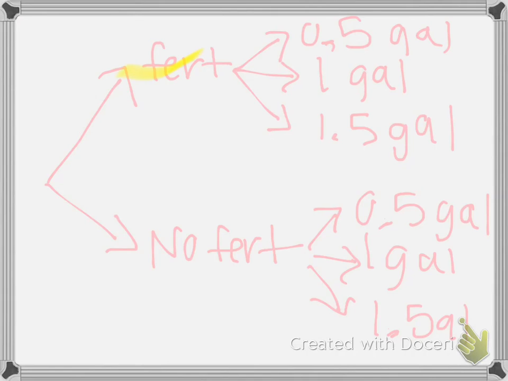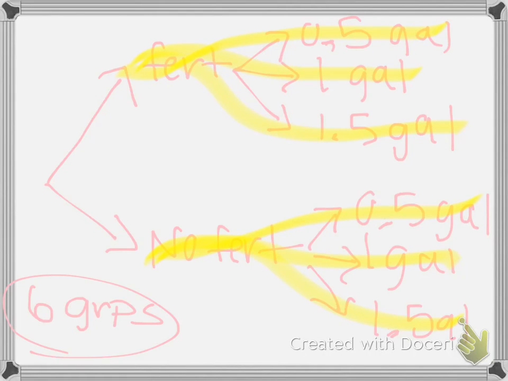You can look and you can say fertilizer plus 0.5 gallons, fertilizer plus 1 gallon, fertilizer plus 1.5 gallons. No fertilizer plus 0.5 gallons, no fertilizer plus 1 gallon, no fertilizer plus 1.5 gallons. There's 6 different treatments, which means when we're doing this experiment, we need 6 different groups we're looking at, okay? This group part will make more sense tomorrow when I talk about more experimental design and how it will all look, okay? The big thing is that you can identify this right here, all the different treatments, and you can label it specifically.